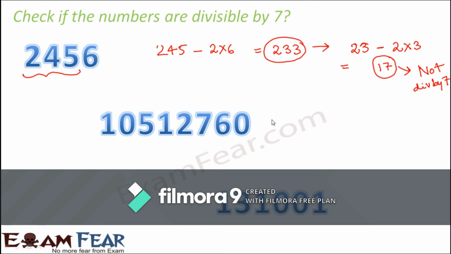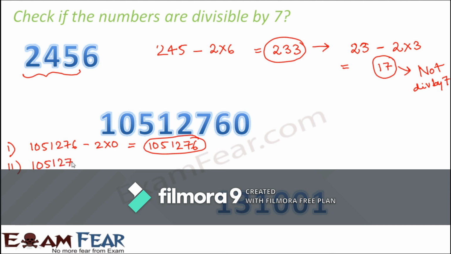It is 10512760. So here let us perform the first step. Let's see how many steps we have to perform. Initially we will consider the entire number except the last digit, 1051276 minus 2 into 0. So that is basically 0. So this will be 1051276. So we do not know if this is divisible by 7 or not. So we repeat the process.